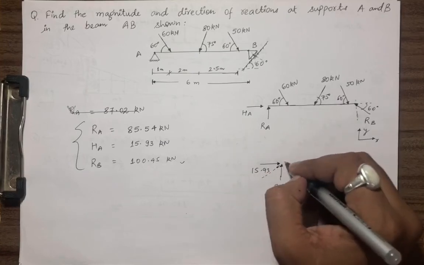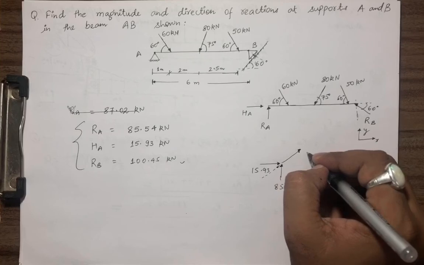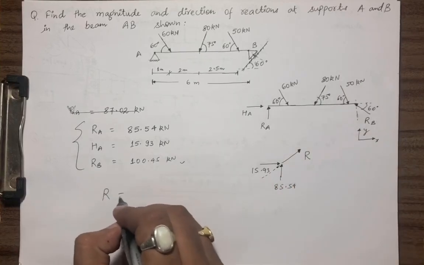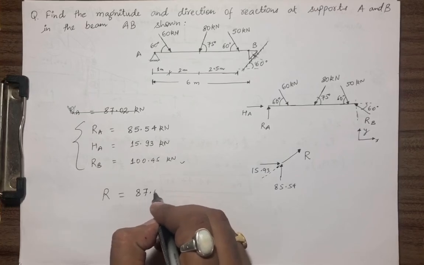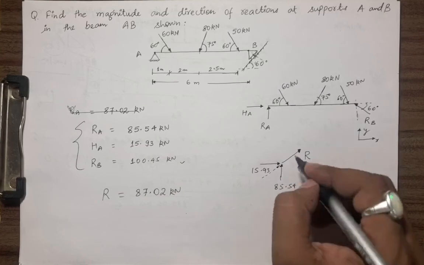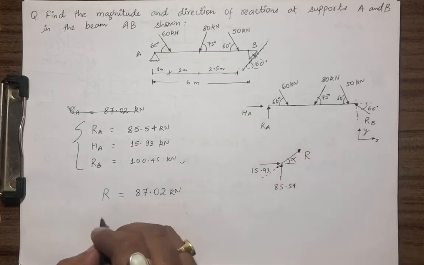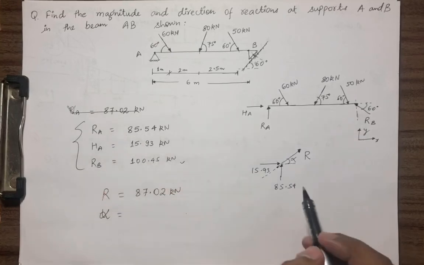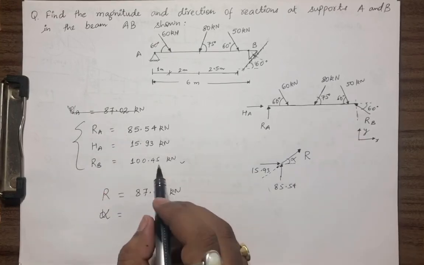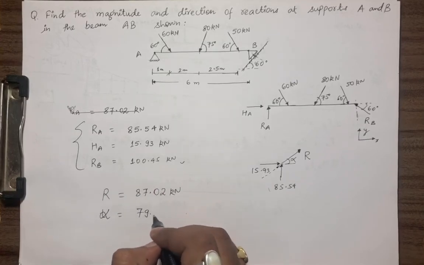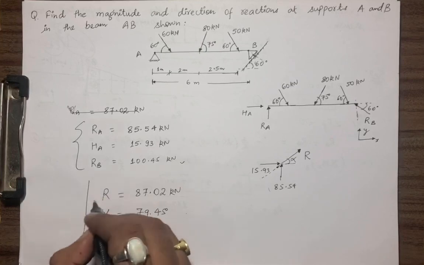In this direction you will be getting the resultant, and it is coming out to be 87.02 kilonewton, and the angle alpha is nothing but tan inverse Ra upon Ha. How much is it coming? 79.45 degrees.